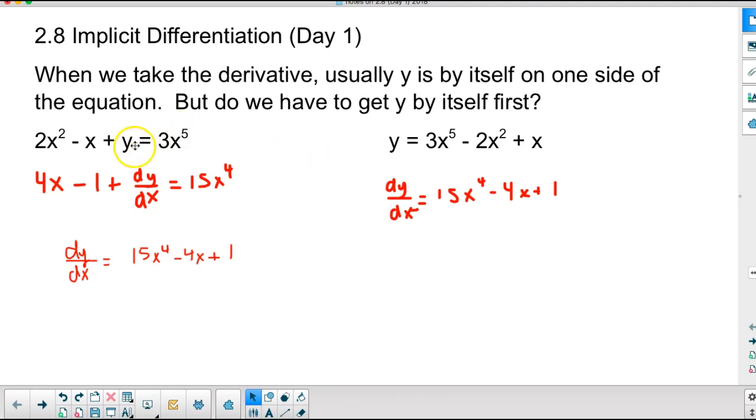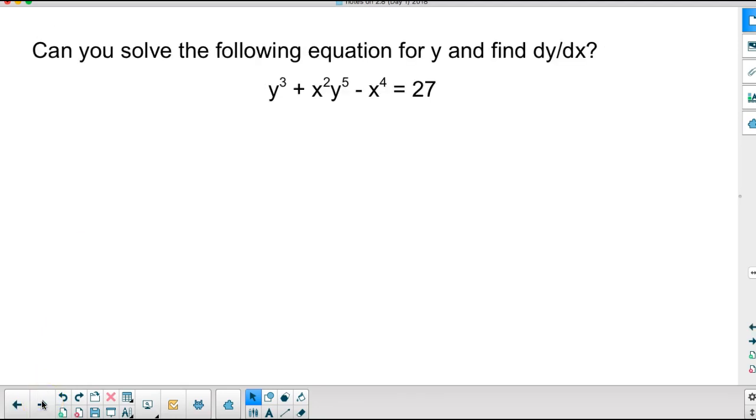Here we could have easily solved this equation for y, but sometimes it's a bit more challenging to solve for y. For example, here it's actually impossible to get y by itself. So how do we find the derivative?